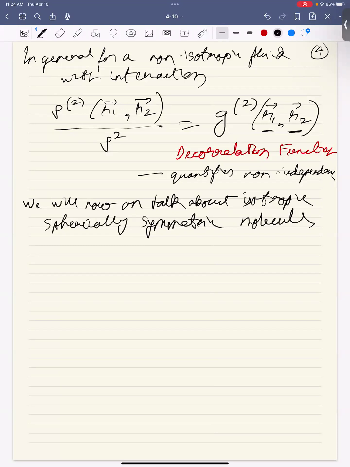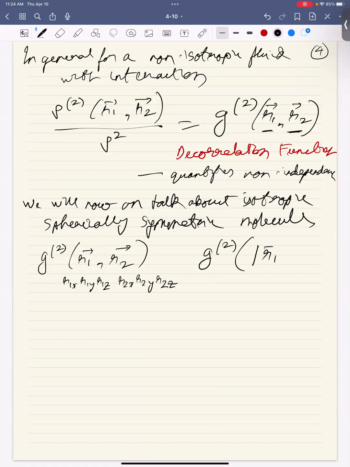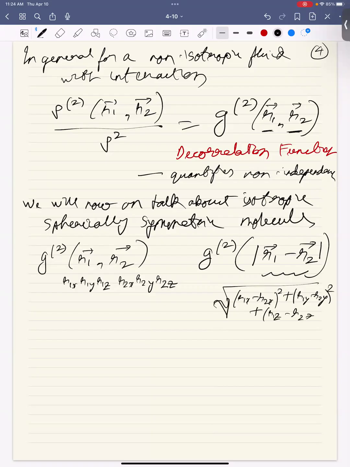If we assume this, then going forward, we can say that G2 of R1, R2, which depended on 6 numbers, R1x, R1y, R1z, R2x, R2y, R2z, will now depend only on one number, which is G2 of the distance between R1 and R2. Mathematically, this is the square root of (R1x minus R2x) whole squared plus (R1y minus R2y) whole squared plus (R1z minus R2z) whole squared. So it just depends on one number, and normally we call this number R. It's just the radial distance.